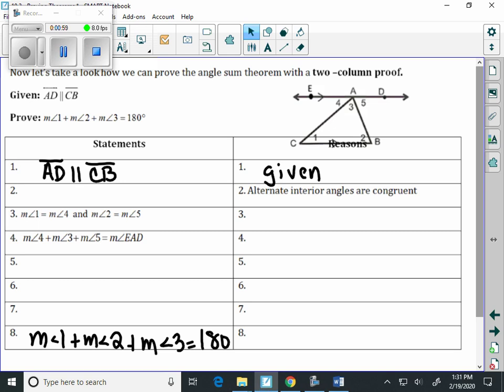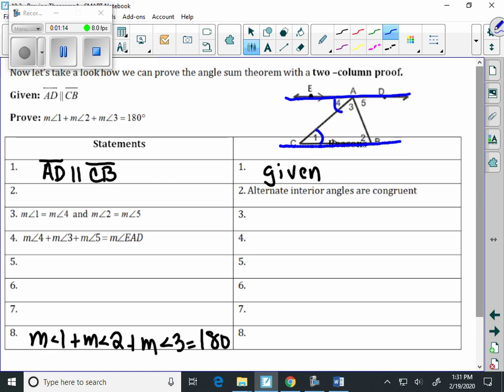Well, let's go back and look at what we've got here. Angle 4 and angle 1 are alternate interior angles because, again, notice that AD, this line here, is parallel to CB, this line here. So in between the angles and on opposite sides of that transversal, we've got alternate interior angles. So we can say that the measure of angle 1 is congruent to the measure of angle 4.